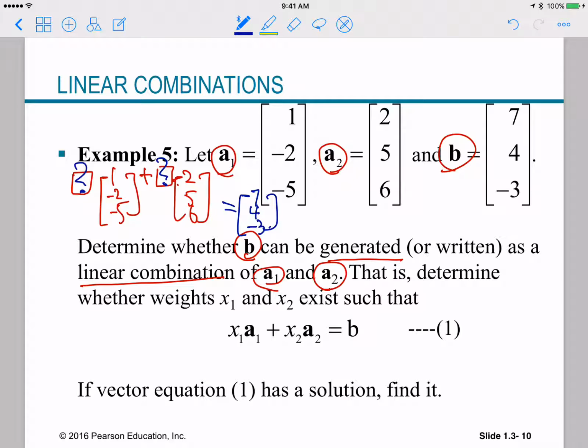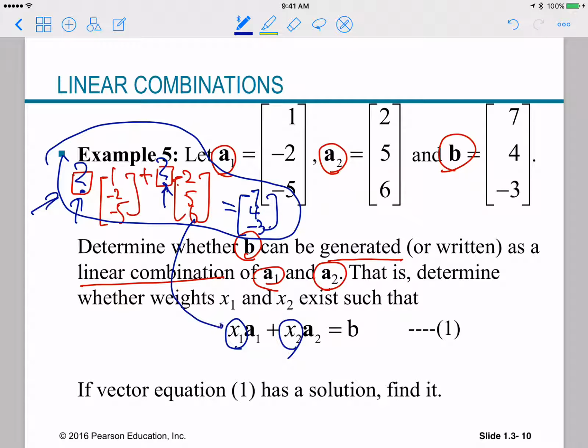So the question is, suppose we call this value and this value small x1 and small x2. They are in plain font, so they are scalars. Does x1 and x2 exist that satisfy this equation? And this equation is the same as this equation, right? Here is another incorrect part. This should be boldface b, right?